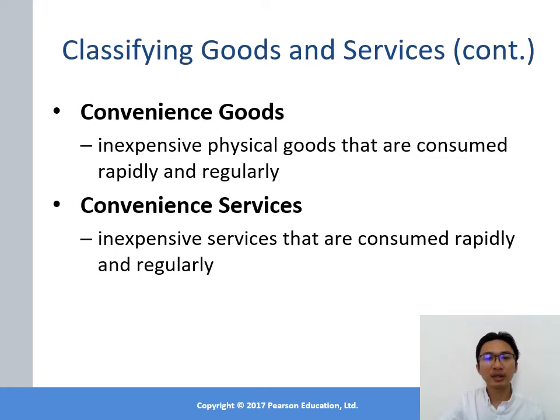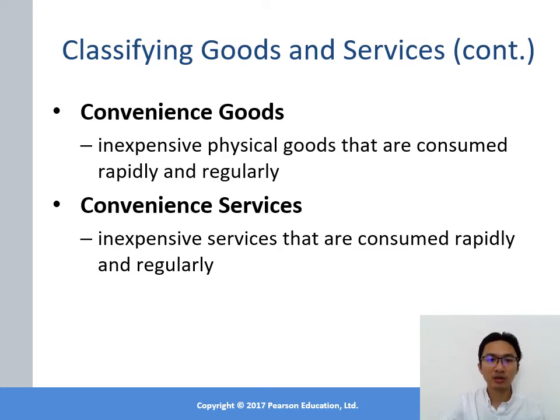Consumer products are divided into three categories that reflect buyers' behavior. The first one is convenience goods and convenience services. The second one is shopping goods and shopping services. The last one is specialty goods and specialty services. Let's take a look at each of them a little bit deeper.